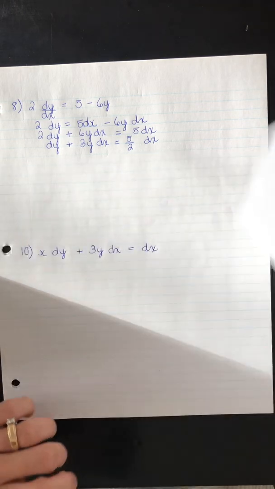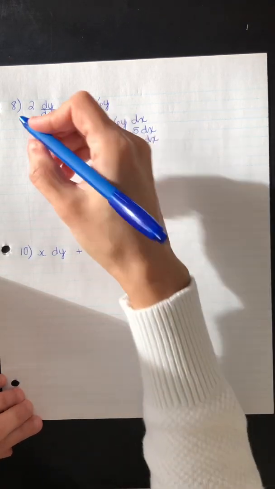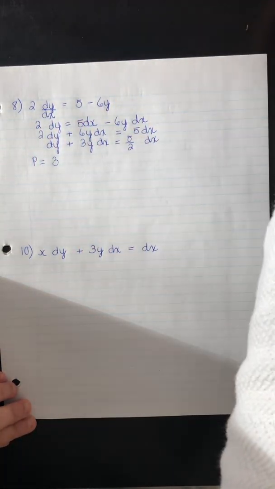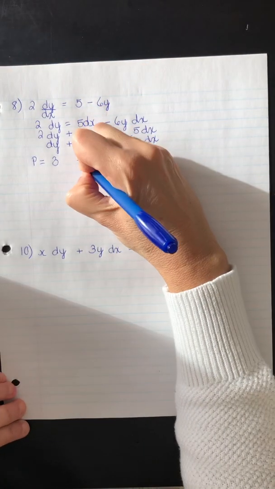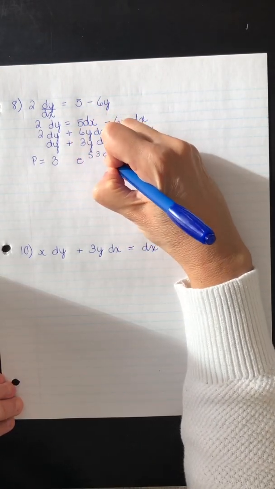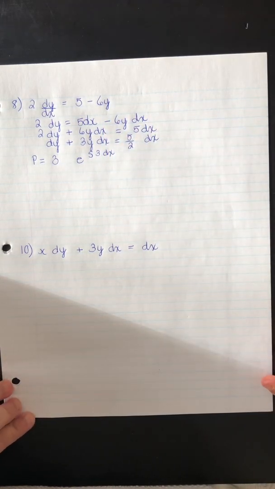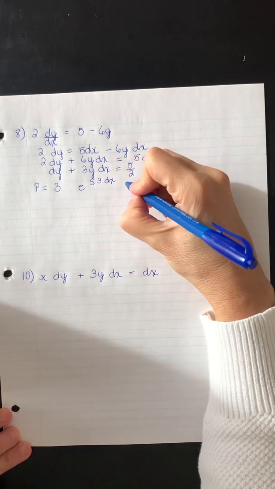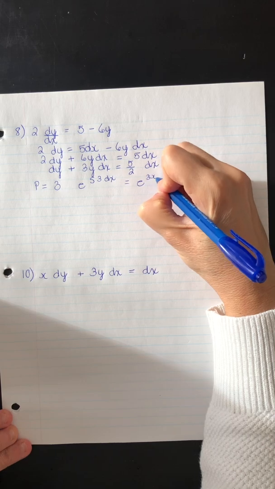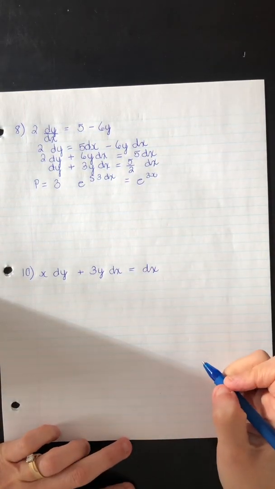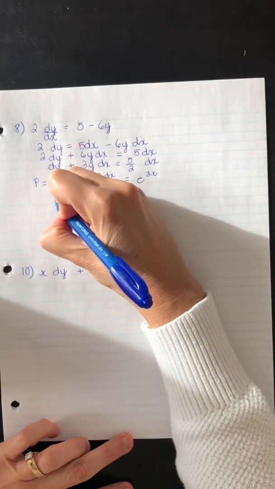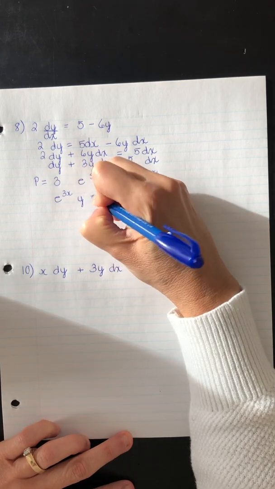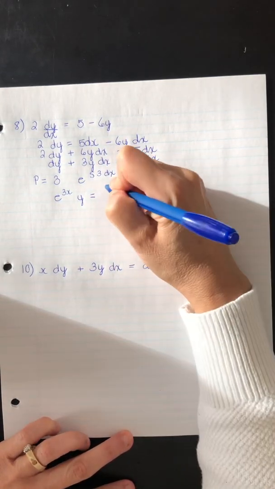Now we know what p is, and we work out the integrating factor. Since p is the number 3, our integrating factor is e to the integral of 3 dx, which means it's e to the 3x. So our left side then is e to the 3x, that integrating factor, times y. Equal sign on the right side.